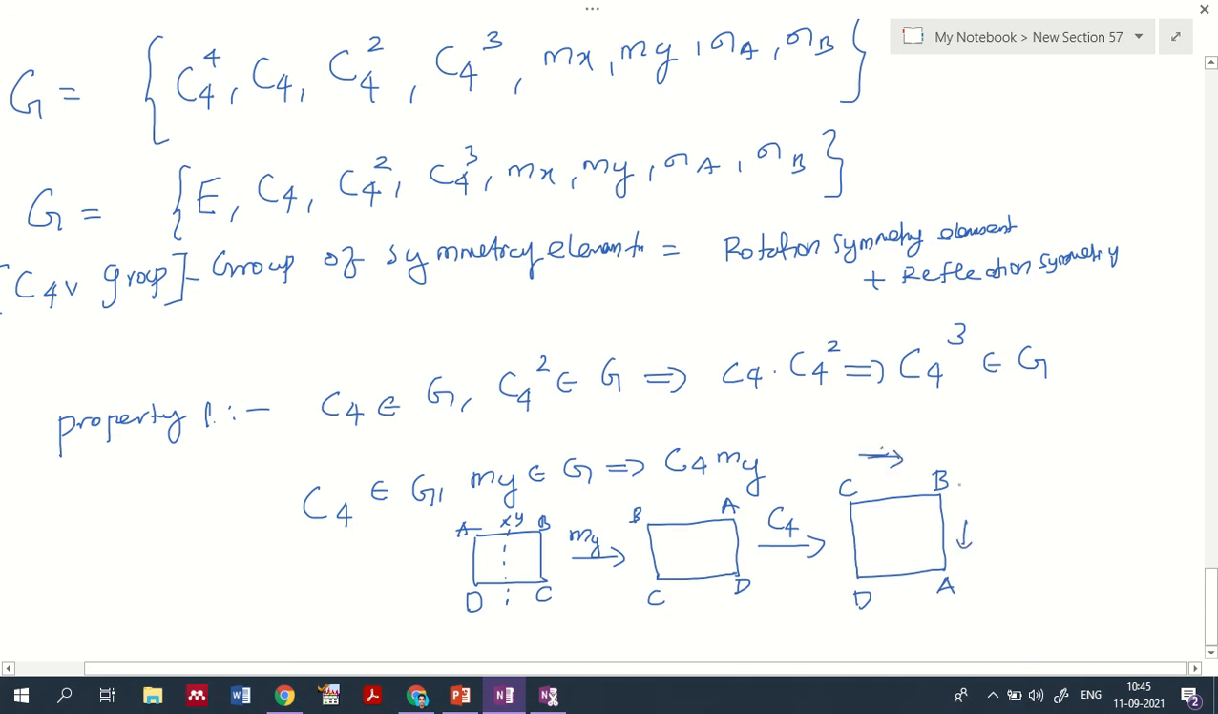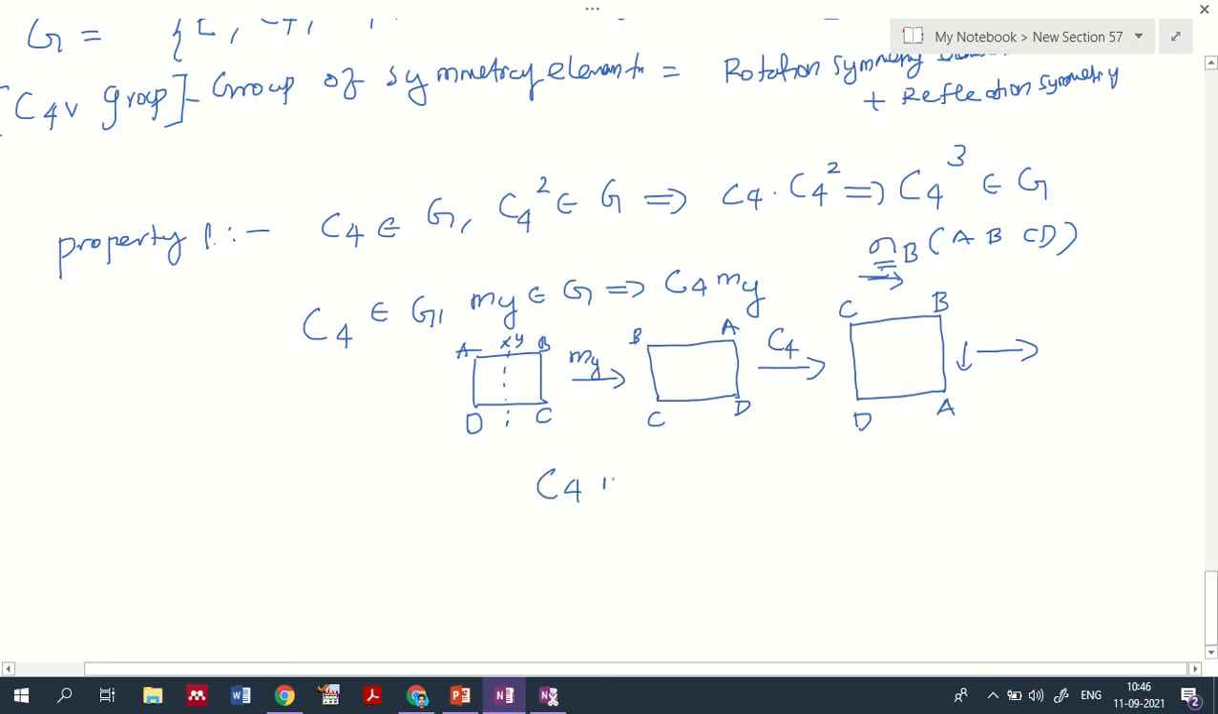Okay, what is this? Sigma B. So what we basically get here is sigma B. This is the structure we have seen for sigma B. The CBAD structure comes in the case of sigma B, that means sigma B of ABCD. So whenever you do the operation C4MY, you are actually getting the operation called sigma B. If I apply C4MY on the square ABCD, we are getting sigma B on ABCD, an equivalent result.